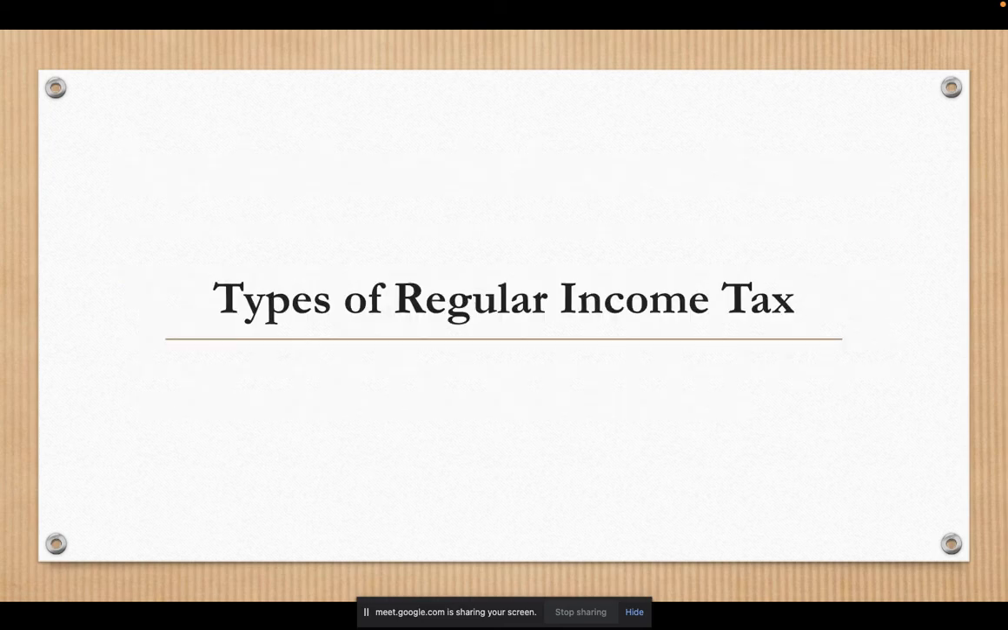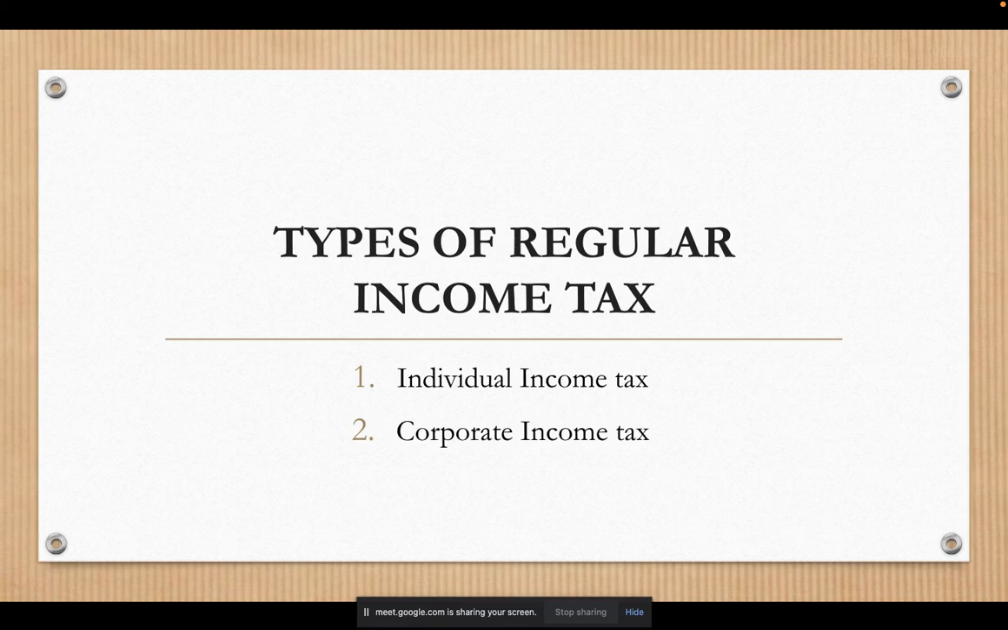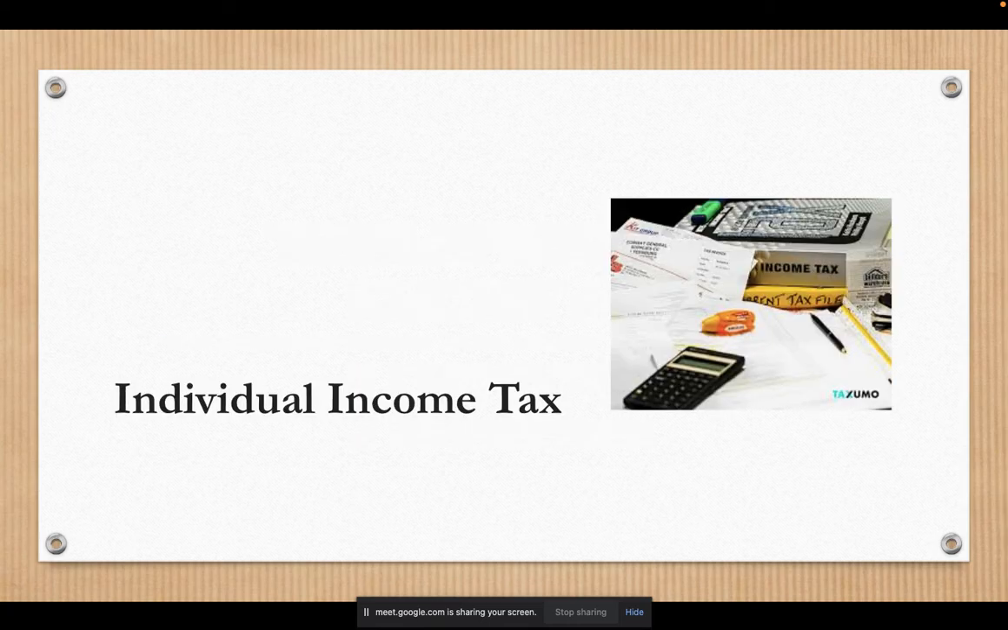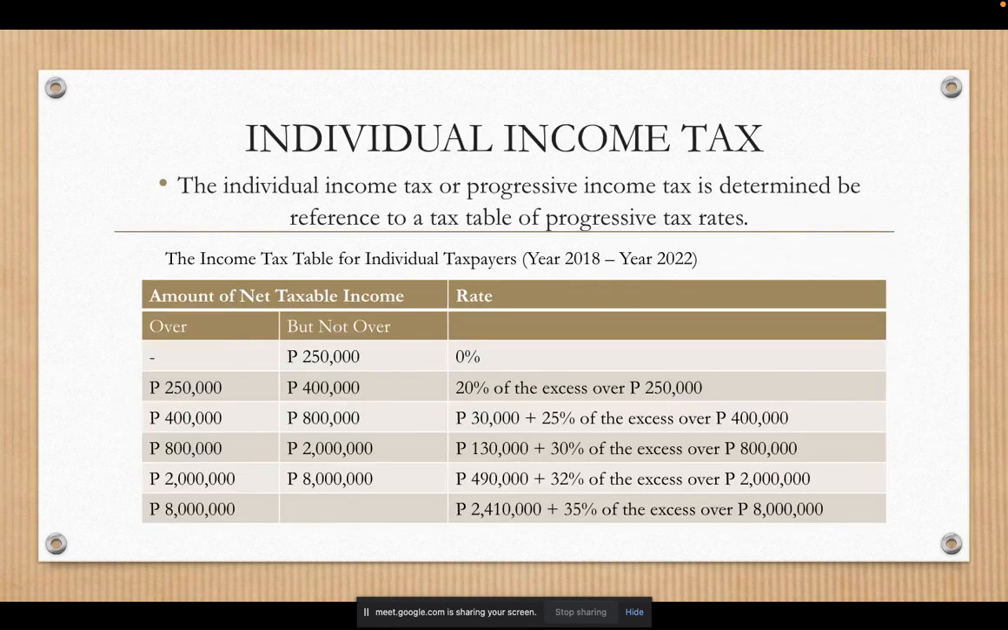So there are different types of regular income tax, individual and corporate income tax. So for individual income tax, obviously is for individuals, no? Individual income tax has a tax table. Tax table, ito yung sinasabi ko kanina na graduated tax table, no? Graduated because it increases as the tax base increases. So you will see the individual income tax is progressive income tax. Ibig sabihin ng progressive, as the tax base increases, the tax rate increases.